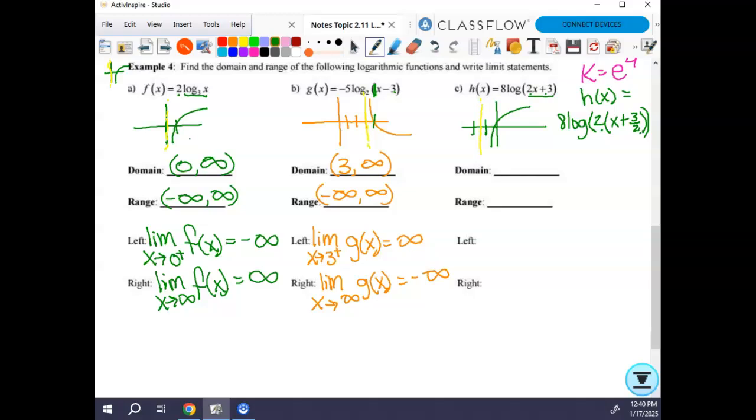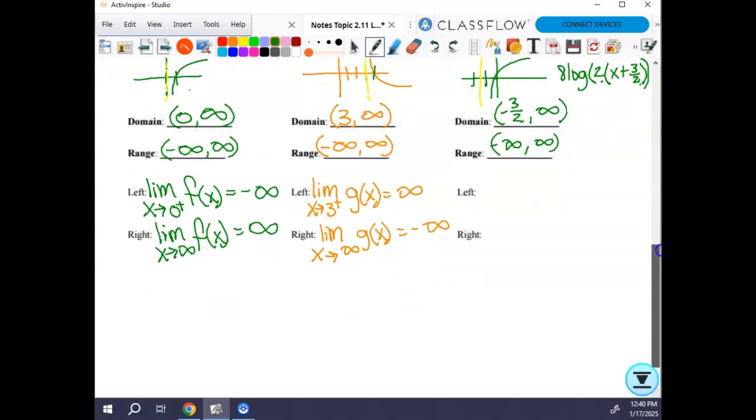So where does my domain start? -3 halves. Well, my board's being weird. -3 halves, go into infinity. Range is the same. And then hopefully you should be able to write out your limit statements.